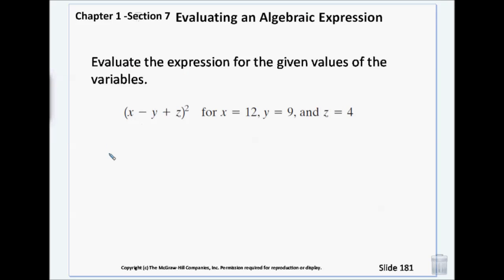I'm going to plug in x is 12, y is 9, z is 4. Okay. So x was 12, y was 9, z was 4, so I plugged those numbers in. And so I'm going to do what's inside the parentheses first. So 12 minus 9 is 3, plus 4. Right? And then 3 plus 4 is 7. And 7 squared is 49.